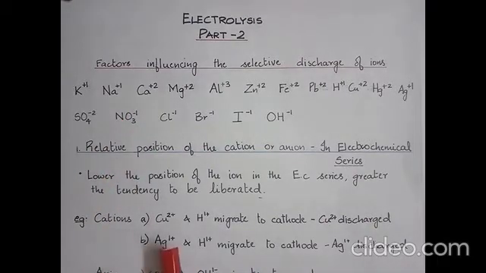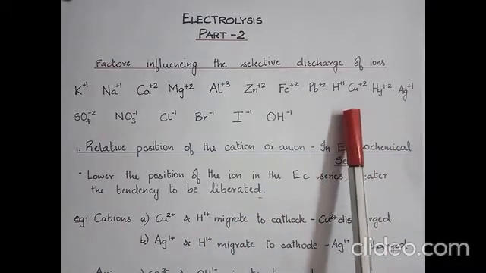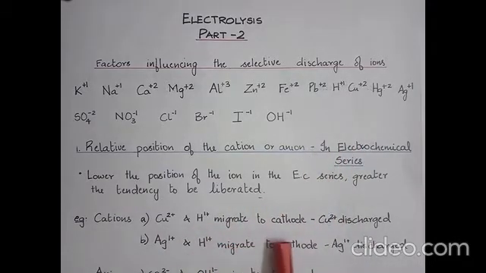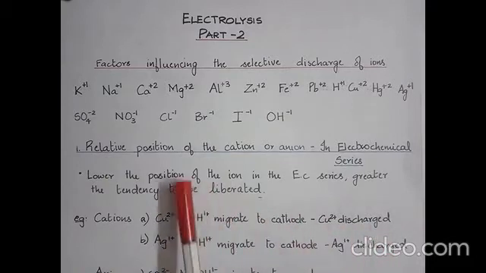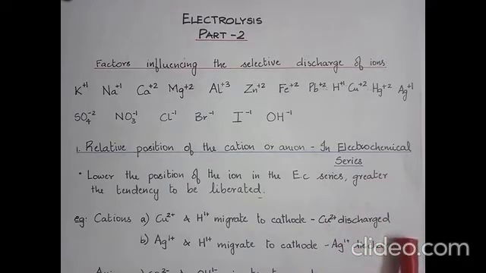Example, we'll take copper 2 plus ion and H plus ion. Copper 2 plus is lower in the series compared to H plus. So when both ions migrate towards the cathode, copper 2 plus ion gets discharged. That is the position of the cation in the electrochemical series. Lower the position, they get discharged much easier.